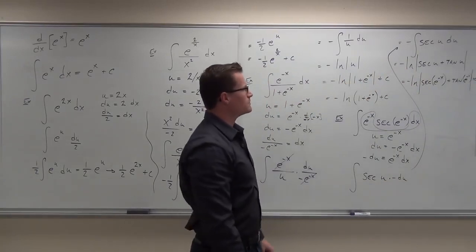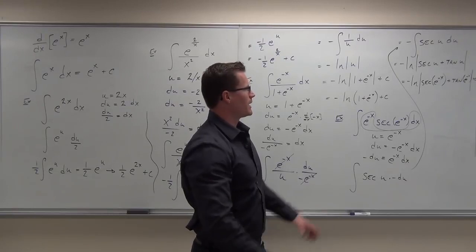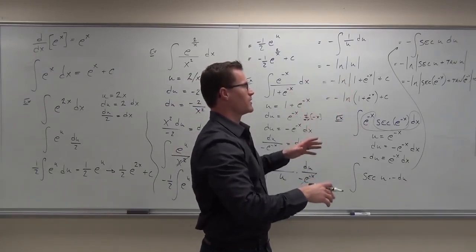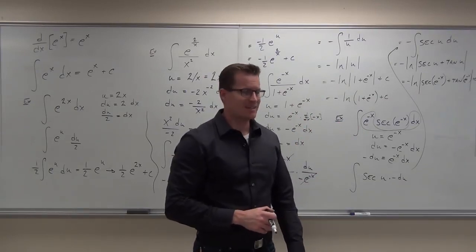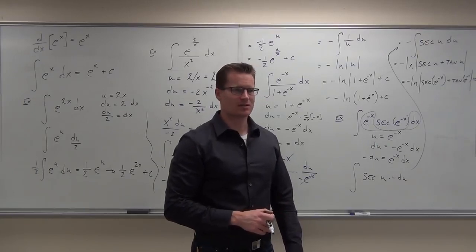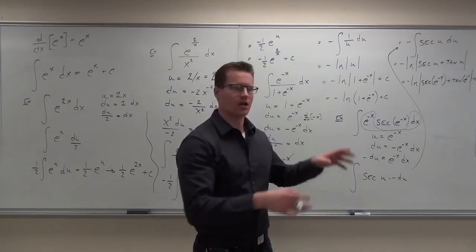Sorry, that's all scrunchy. I got to fit it on the screen. So negative ln absolute value secant e to the negative x plus tangent e to the negative x, and absolute value plus c. Oh my gosh, if you had that the first day of class, wouldn't you kind of be crying? Now is it hard? Can you understand it at least? It's doable. You guys can do this. If you can do a substitution, you can do this.